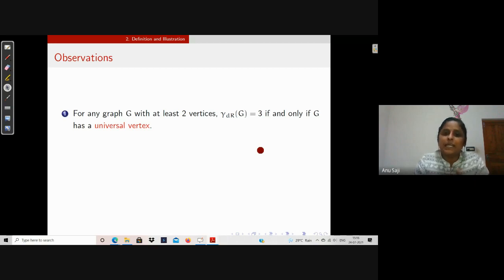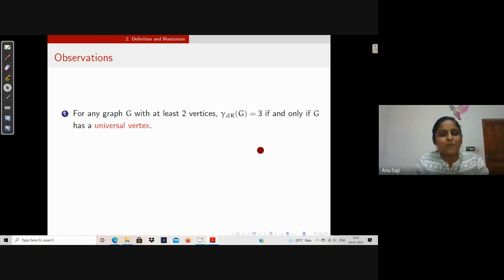Let me ask, is there any graph with gamma_DR equal to 1? Is it possible? Is there any graph with gamma_DR equal to 1? No. Not possible. Because a vertex with the value 1 must be adjacent to a vertex with a value greater than or equal to 2. So it is not possible. That is, for any graph, gamma_DR is greater than or equal to 2. Another thing, for which graph will gamma_DR be 2?